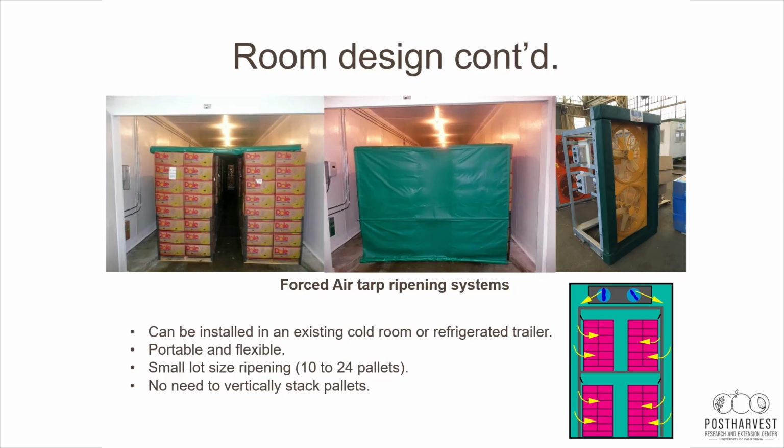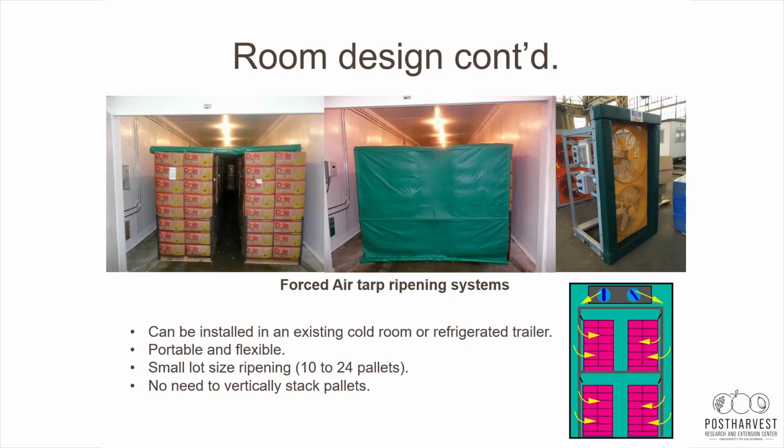And here we have an example. Similarly to forced air cooling, if you're familiar with it, this is a forced air tarp ripening system, where we have a set of fans that are typically forcing that ambient air with ethylene, temperature and so on through the pallets of produce. This can be installed in any storage facility, only that if we compare it with the conventional system, it's slightly more expensive. In some cases, you can make it portable and flexible, as in this example right here.